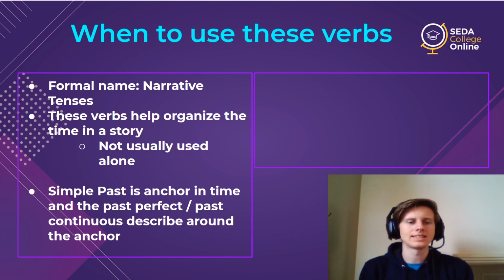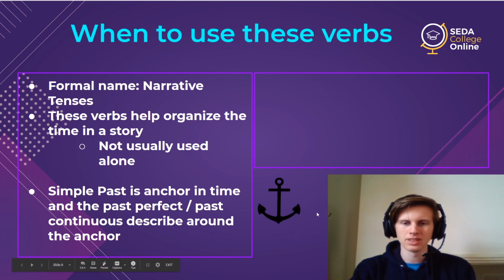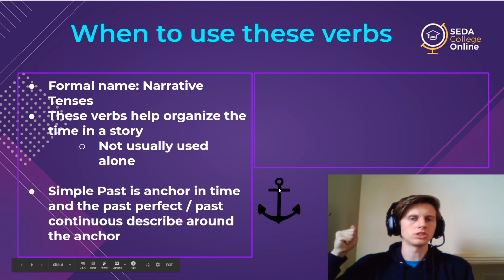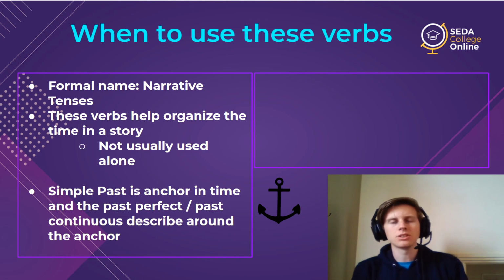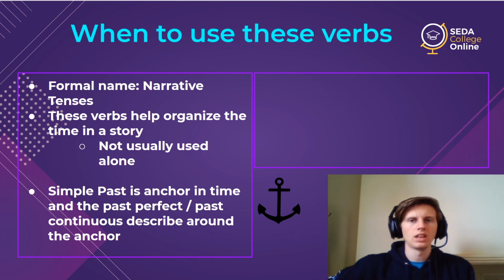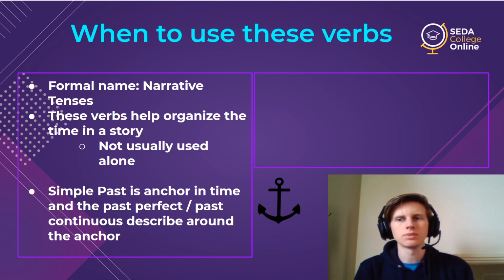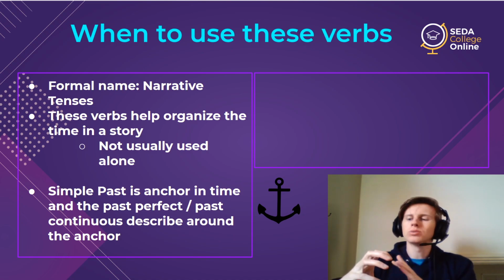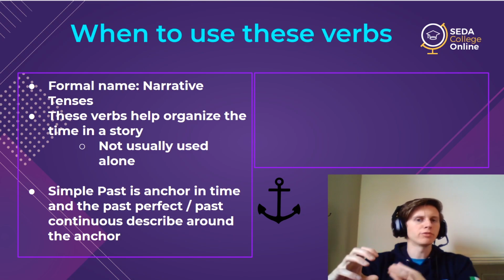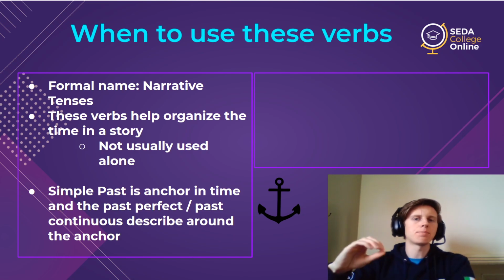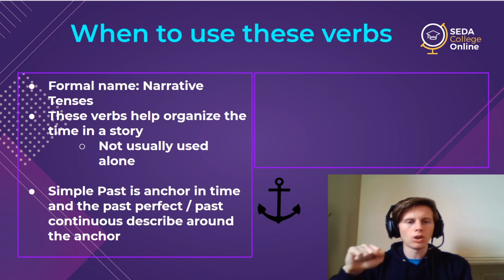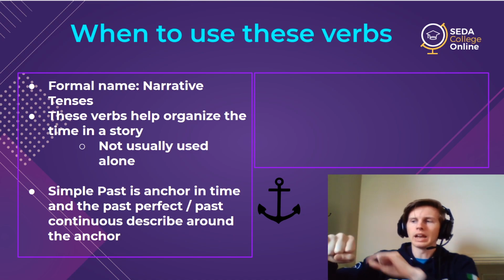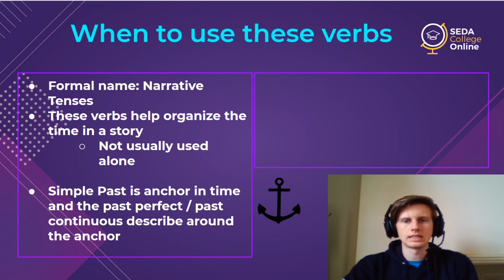because the simple past is that anchor in time. So just to make it clear, maybe you're unsure what an anchor is. This is an anchor. It's that big metal thing that boats use to stop moving. So the past goes on for a very long time. And so if I am describing a past event and I'm using the past perfect or the past continuous, I need that anchor so that I know when is it before, what event is it before for the past perfect, or what event is it happening around for the past continuous. So always think about that past simple. That is your anchor in the story, and now you can describe around it with the verb tenses.